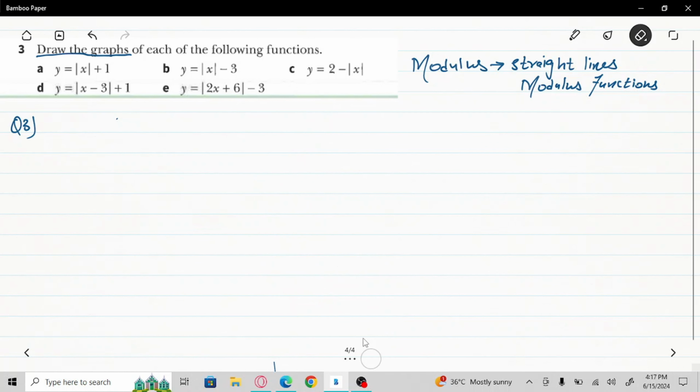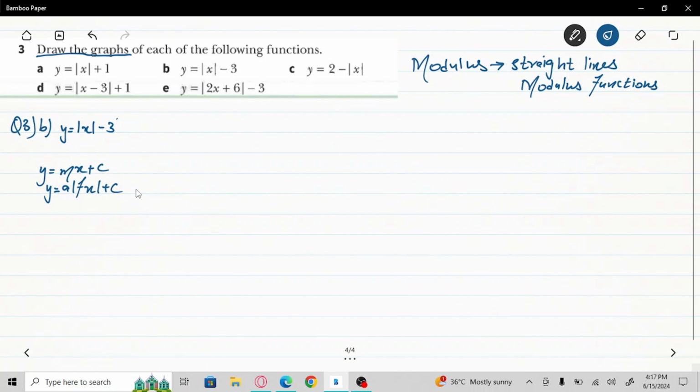Okay, so part B. What do we have in part B? We have y equals the modulus of x minus 3. Comparatively, it's kind of the same question, with some difference. Okay, now what we're going to do is compare y equals mx plus c, so that we can compare it. Y equals, and this one I'm going to write as the modulus of f(x) plus c. So simple.